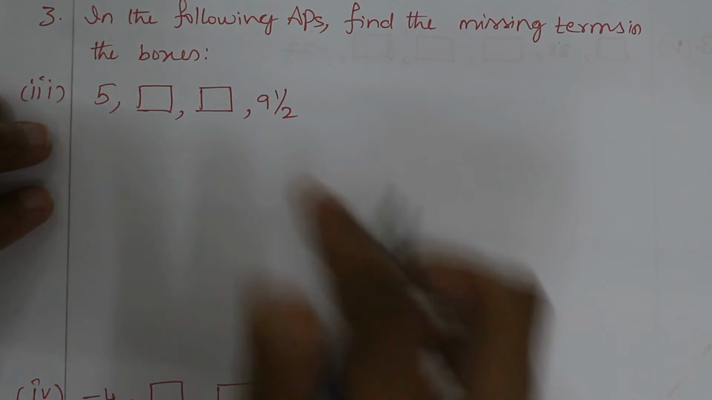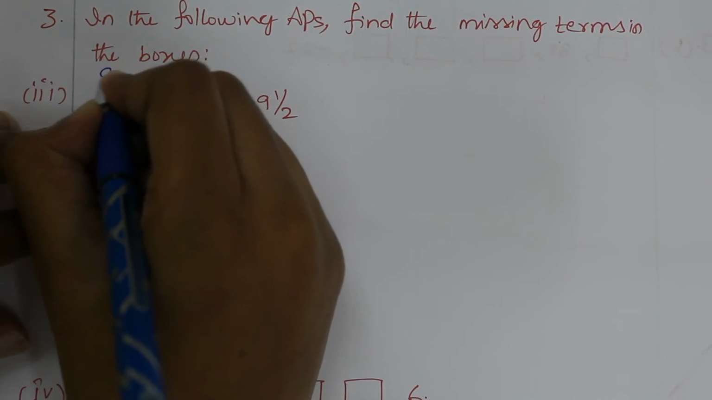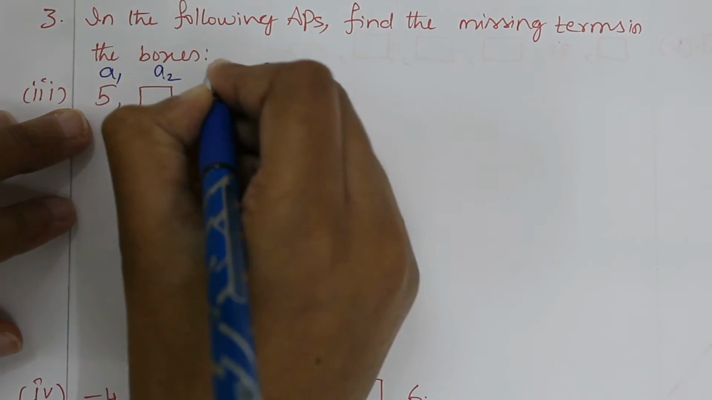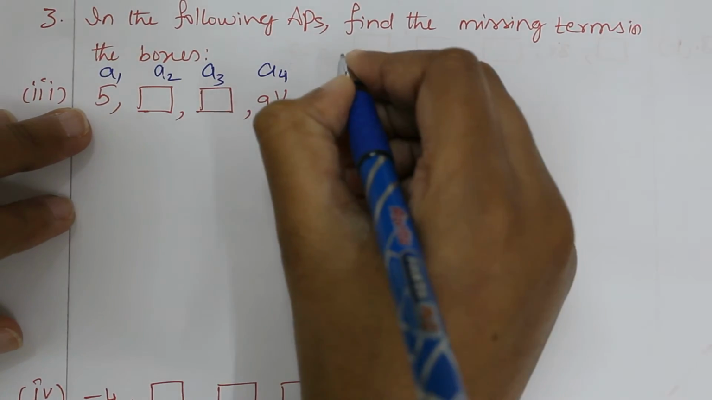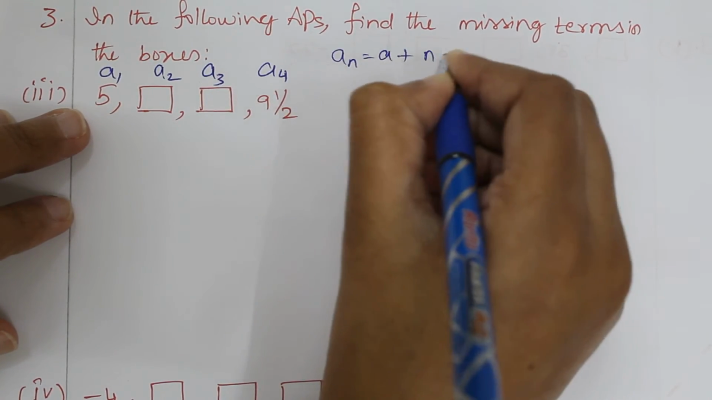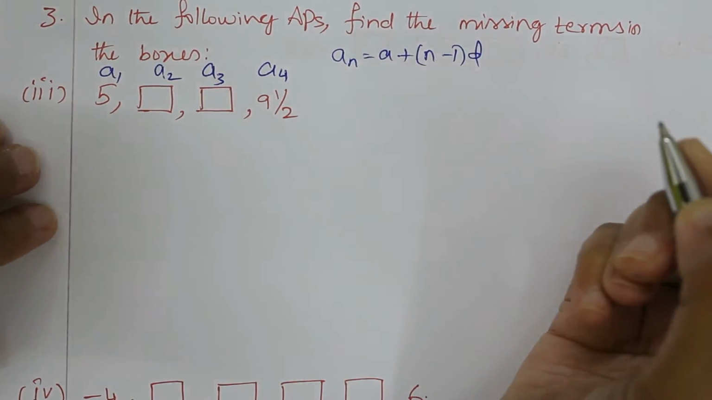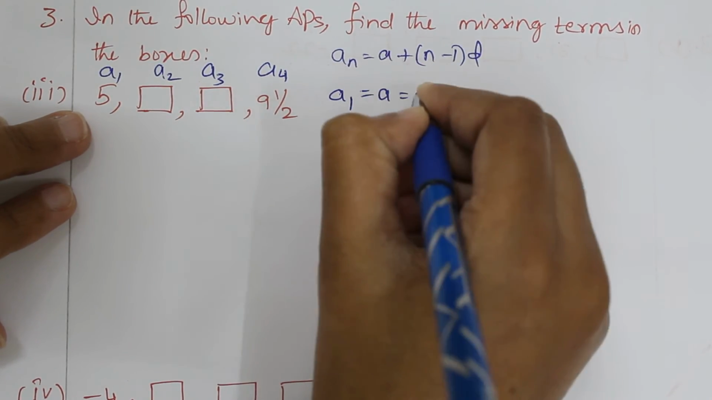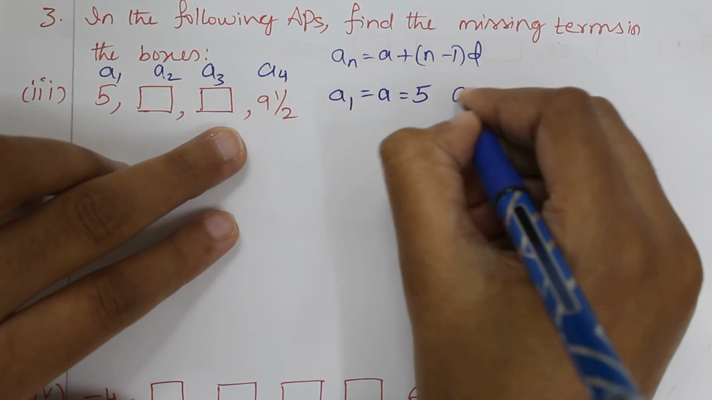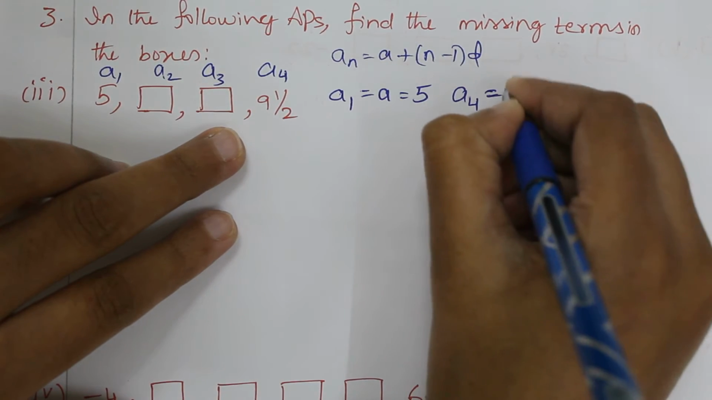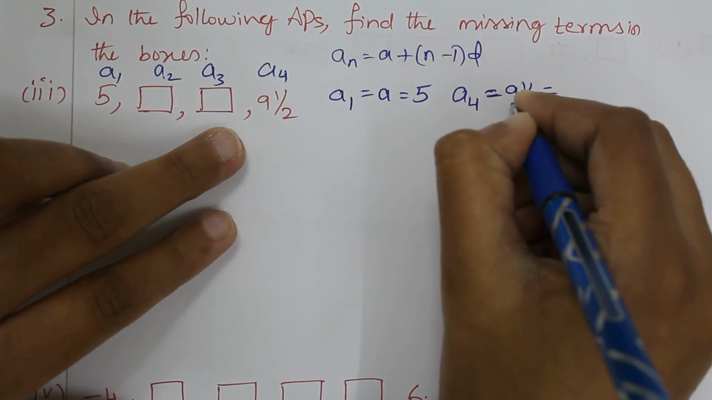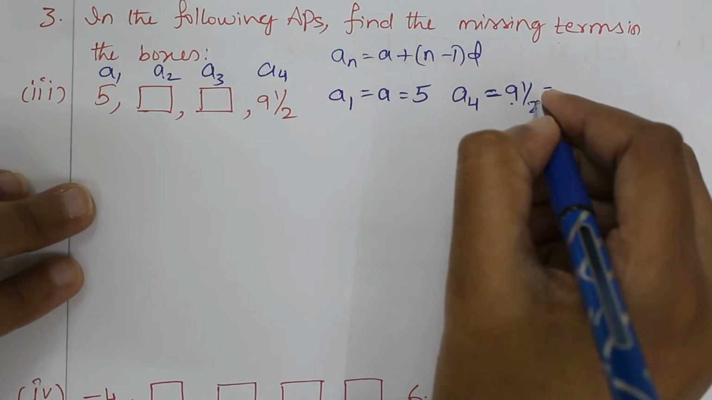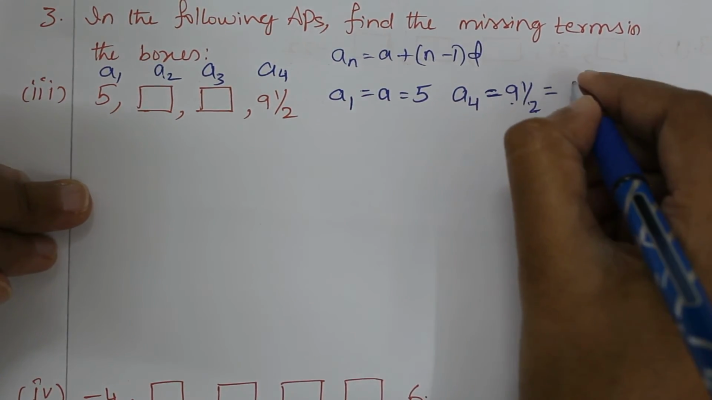Now let's move to the third part of this question. He has given the A1 value and the A4 value, and we have to find out A2 and A3. We know An is equal to a plus (n minus 1) into d. So what is A1? A1 is equal to a, which is 5, and A4 is equal to 9 1 by 2. That is 9 twos are 18, 18 plus 1 is 19 by 2.